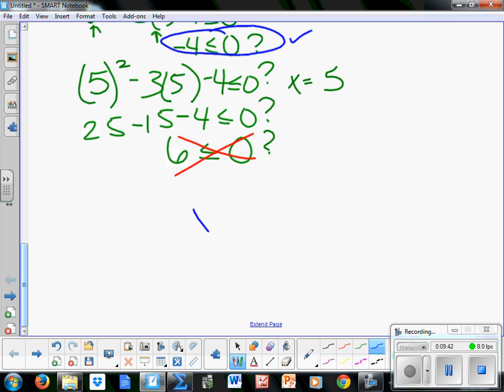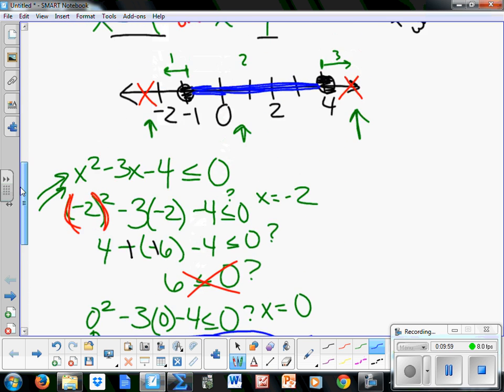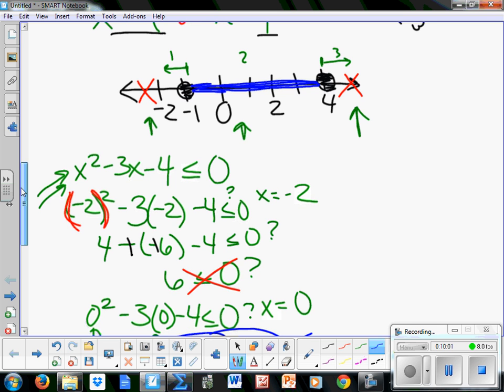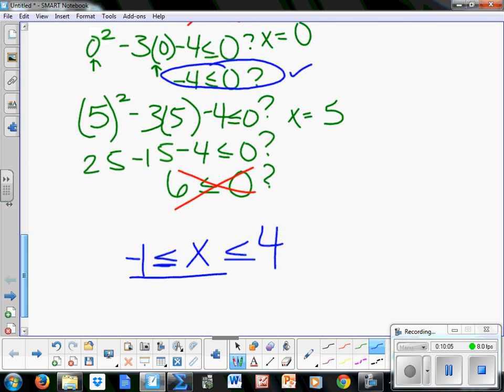So if we have our x and our boundaries were -1 and 4, that shaded region shows us that -1 ≤ x ≤ 4, or that all of the x values between -1 and 4, including -1 and 4, are solutions. They're values that make our original inequality true.